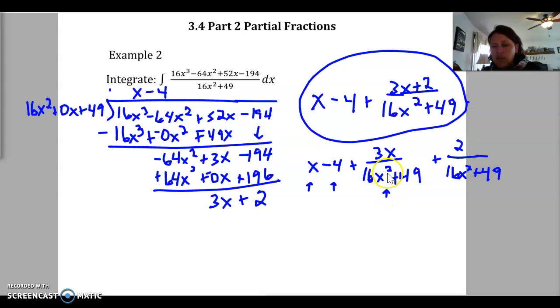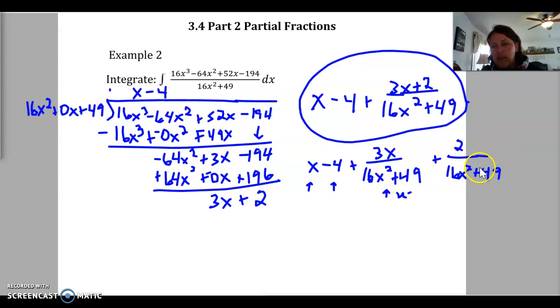For this third term right here, this one I'm going to use u substitution for. Okay, so we'll just take the 16x squared plus 49, set it equal to u, and then du will equal 32x. Of course, we'll have to do something with the 32, but then that x dx will turn into the du there. And so you'll be integrating 1 over u plus whatever you get out in front for your constants.